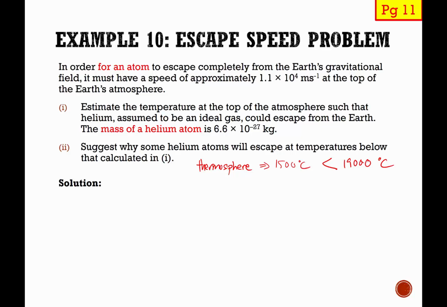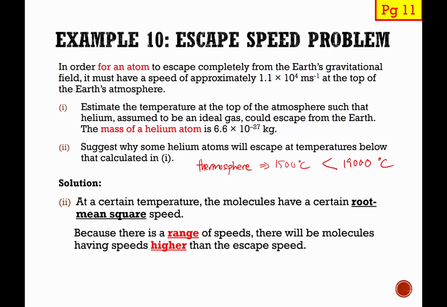But you must remember, even at 1500 degrees Celsius, the root mean square speed is much lower than the escape speed. But recall that the atoms have a range of speeds, and there might be just a few atoms at the extreme end whose speeds are higher than the escape speed. So these few will still be able to escape.